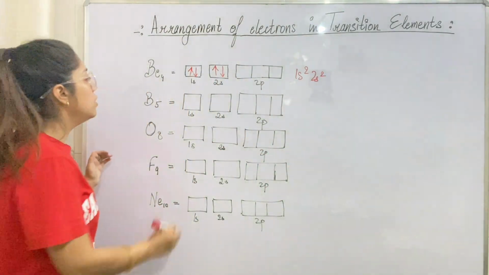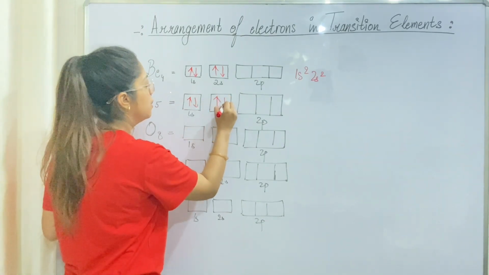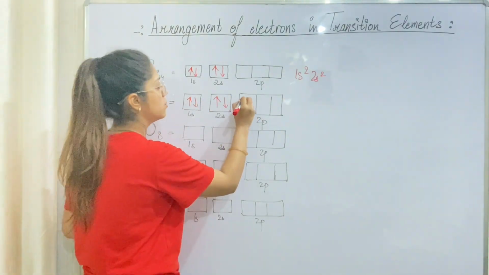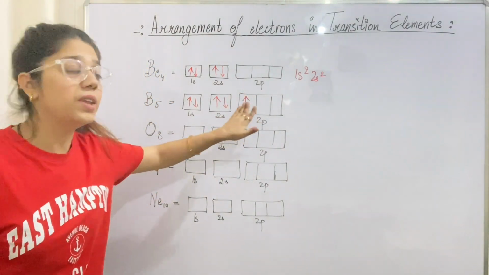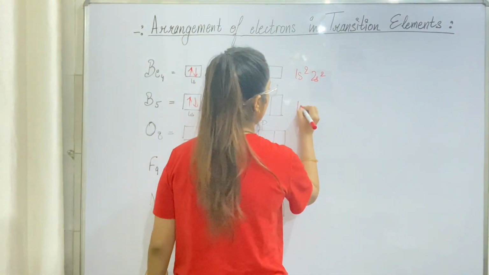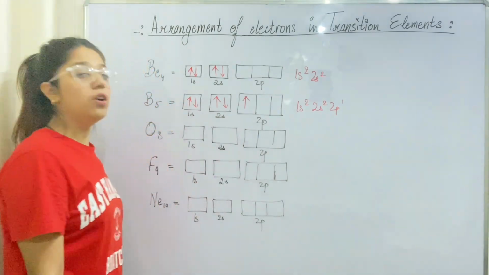Now coming to boron, 1 electron goes in 1s, 2, 3, 4. 4 are complete. Now the next one will go in 2p. Correct? The next one will go in 2p. Understood? So the configuration will be 1s2, 2s2 and 2p1 for boron.